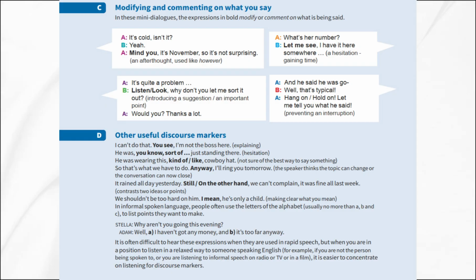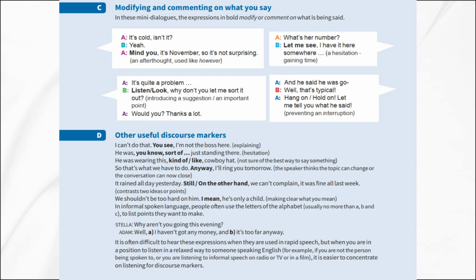When you want to make a suggestion or introduce an important point, you can say, "Listen," or "Look, why don't you let me sort it out?" These words are used to grab the listener's attention and signal that what comes next is significant. And if someone tries to cut you off mid-sentence, you can say, "Hang on," or "Hold on. Let me tell you what he said." This is a way of protecting your turn to speak and preventing an interruption.